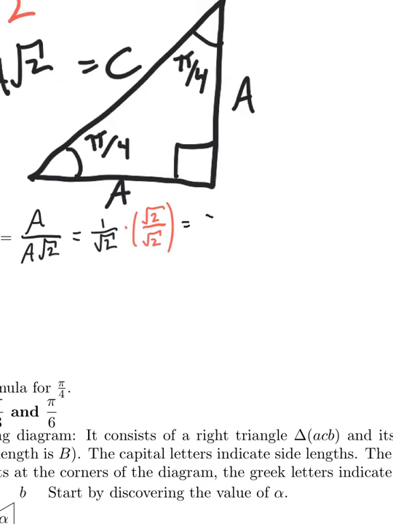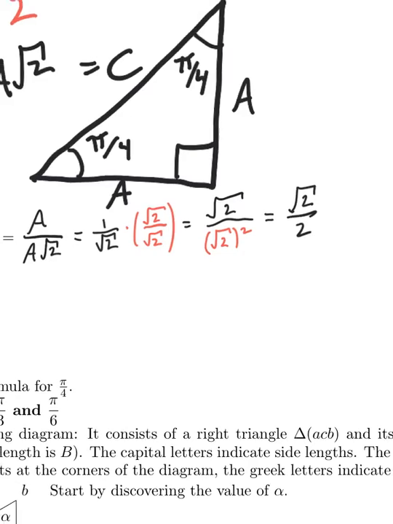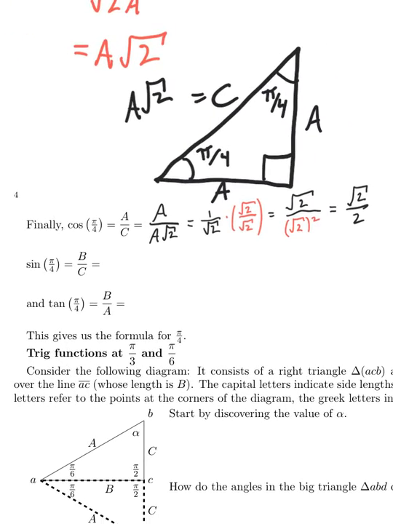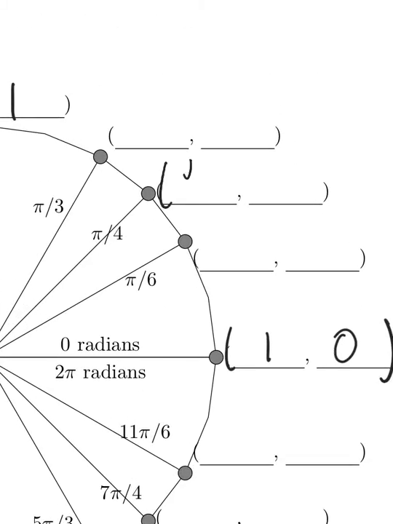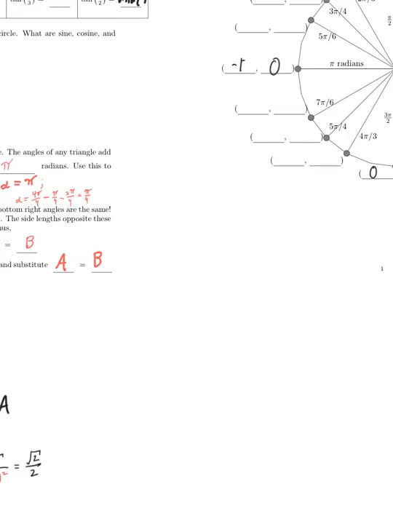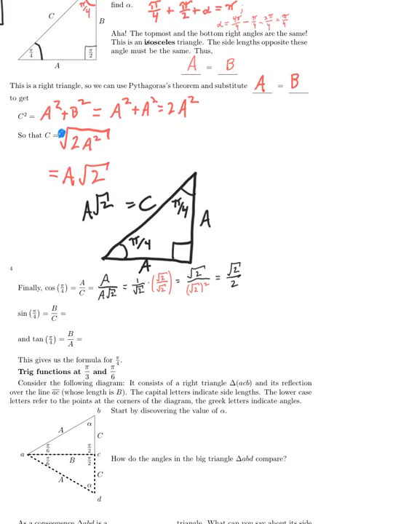So what do you get when you do that? You wind up with the square root of 2 divided by, well, in the denominator I see the square root of 2 times the square root of 2, so that is the square root of 2 squared. But the whole point of square roots and squaring is that squaring will undo that square root. That's why I multiplied and divided by the square root of 2. That'll leave me with root 2 over 2. So the cosine of pi over 4 is the square root of 2 over 2. Let's fill that in. Cosine of pi over 4 is root 2 over 2. Cool, let's keep on going.